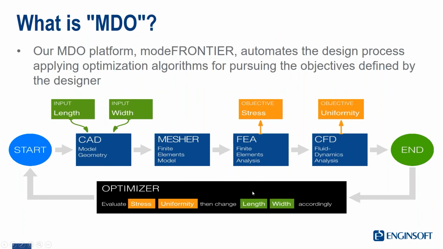At this point, the final step: parametric analysis or optimization to improve our performances. The automatic engine can become a clever engine. So instead of the automatic engine, you can use an artificial intelligence, an optimization algorithm, which can evaluate our performances like stress, uniformity, or flux, and then change the input parameters accordingly with this strategy.